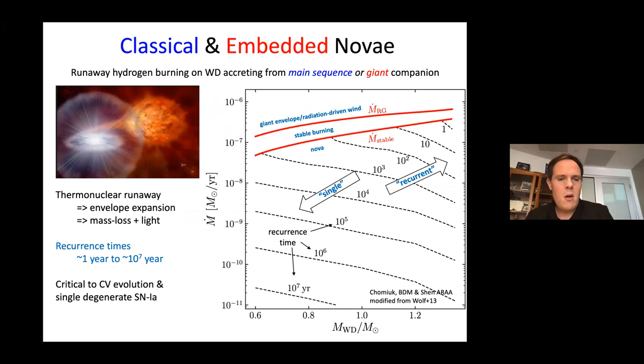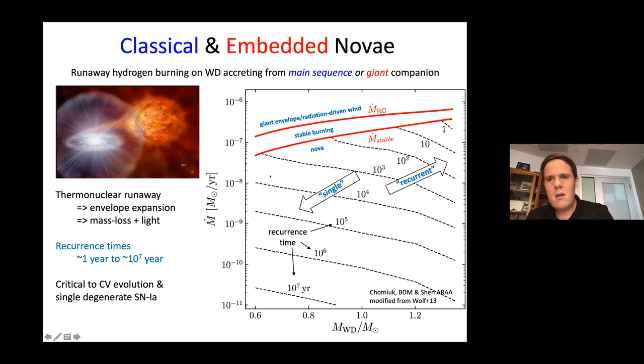This thermonuclear runaway leads to expansion of the hydrogen envelope, eventually to its ejection and the resulting mass loss, and the production of quite a bit of light, which allows us to see these events across the galaxy. These are not destructive events. They recur once you've had a chance to build up another layer of accreted hydrogen, and the recurrence time, as shown in this diagram with the dashed lines, can vary from millions of years to as short as a year, depending on the mass of the white dwarf and its accretion rate.